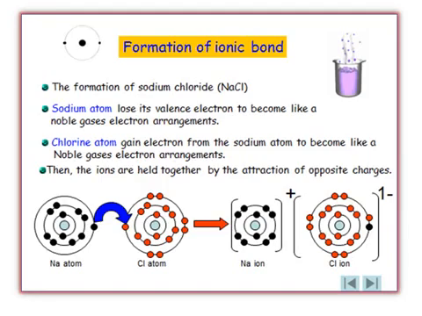Sodium atom loses its valence electron to get a noble gas electron arrangement. Chlorine atom gains the electron from the sodium atom to become like a noble gas electron arrangement. Then the ions are held together by the attraction of opposite charges. So this makes the NaCl bonding as ionic bonding.